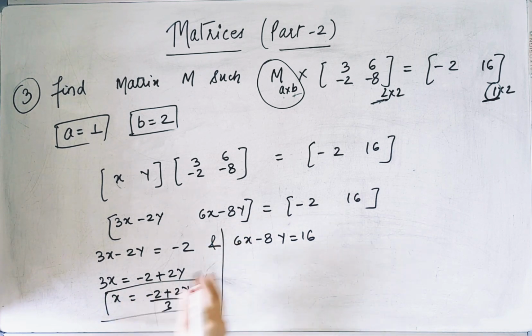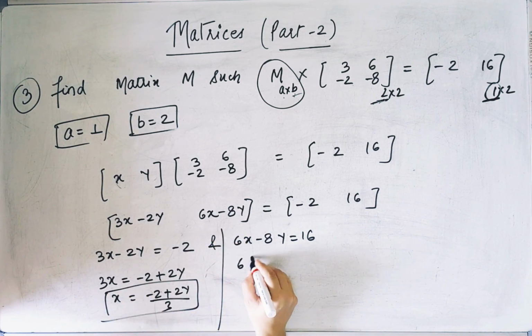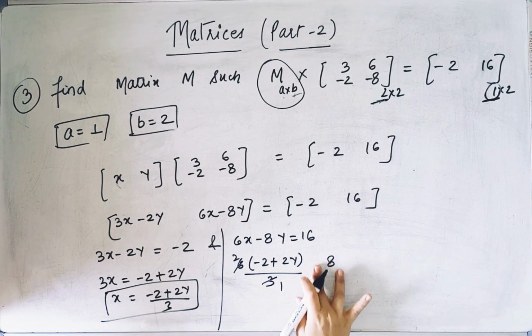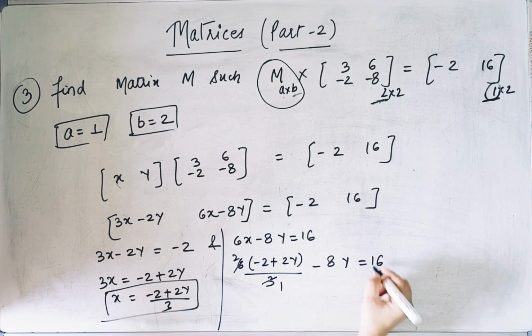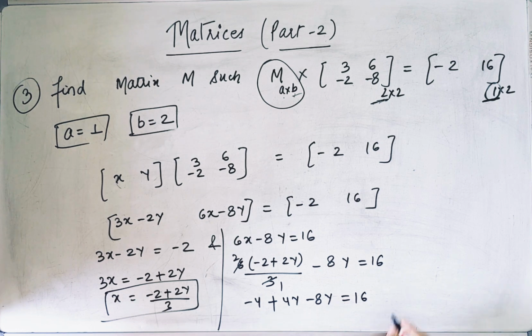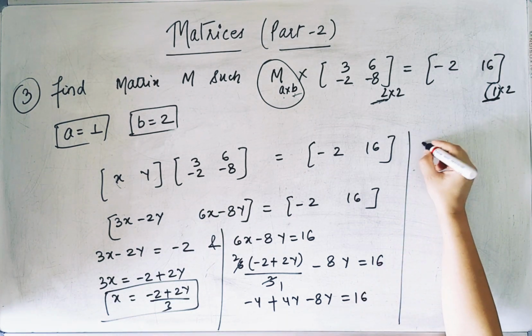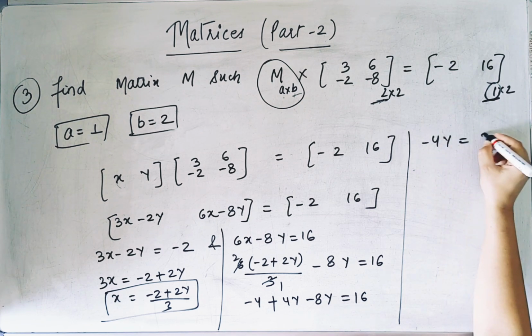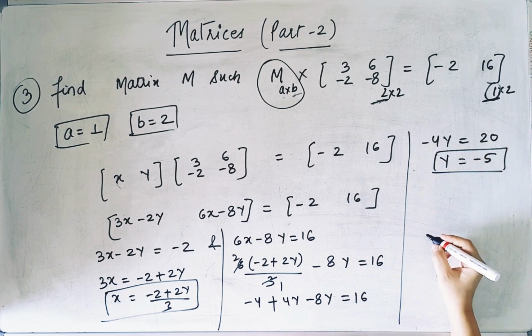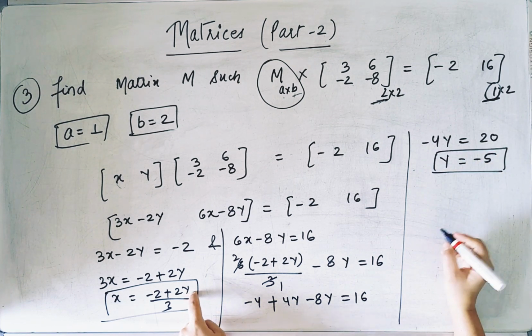This value of x we will substitute in here. 6 into minus 2 plus 2y upon 3. Sorry, this is minus 8y equals 16. So we'll get minus 4 plus 4y minus 8y equals 16. And this 4 will be shifted to that side. It will come minus 4y equal 20. Thus y will be what? Minus 5.